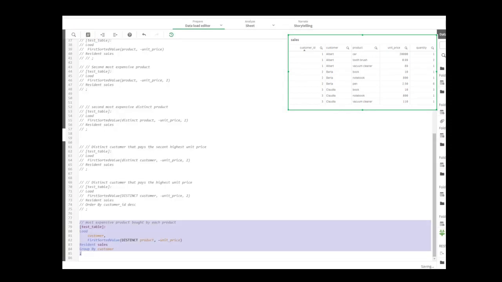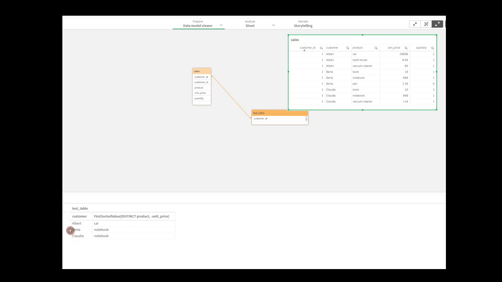Quite often you will be in a situation where you want the highest or lowest value for each member of a group. For instance, if we would like to get the most expensive product each customer bought, then we can achieve this by a group by statement. So we would like to return the customer and the most expensive product the customer bought, grouped by all the customers. This is the result. So we get for every customer, Albert, Berta and Claudia, the most expensive item they each bought.